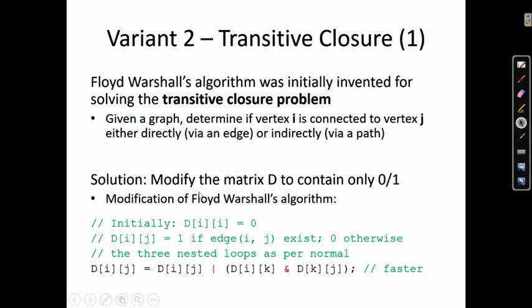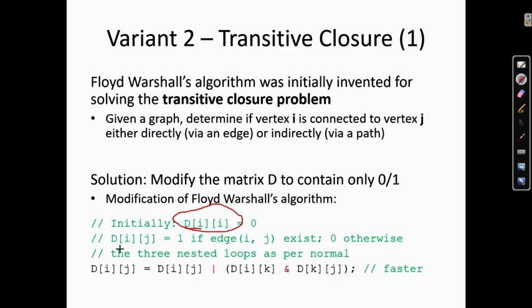Very simple. Modify the D matrix so that it only contains 0 and 1. So 0 means that j is not reachable from i. 1 means that j is reachable from i. Initially, you just set d_ii to be 0. Why is d_ii 0? At the beginning, you don't know whether there's a cycle that comes back to i itself. So at the beginning, there's no path from i to itself, so you just set it to 0.